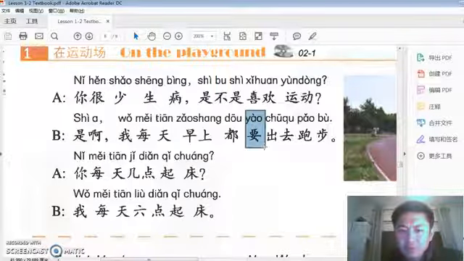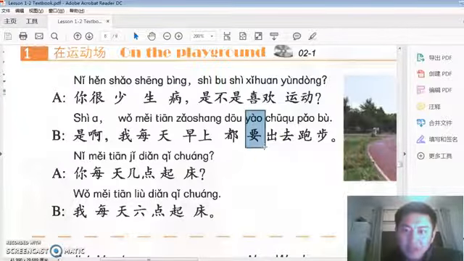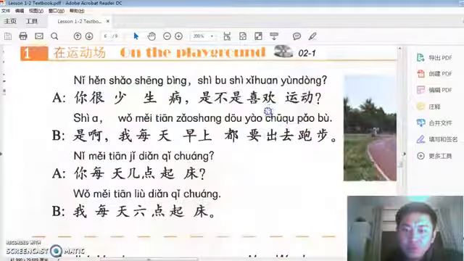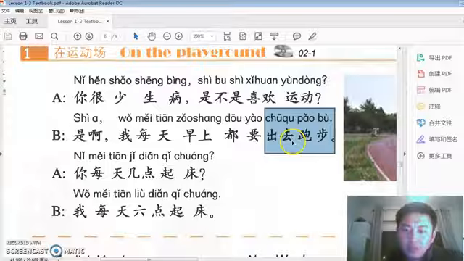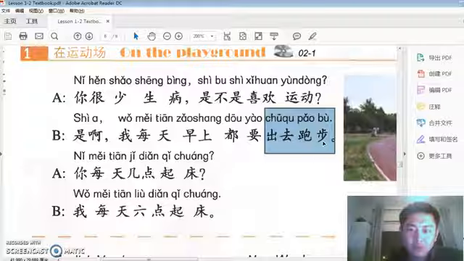要 has three basic meanings. A, want to. B, need to. And C is going to. And there is a lot of connections if you really think about it between these three meanings. And it depends on the context what 要 really means. So anyway, 出去跑步. 出去 is to out go is one word, means to go out. 跑步 is another word, to jogging, to have a jog or to have a run.